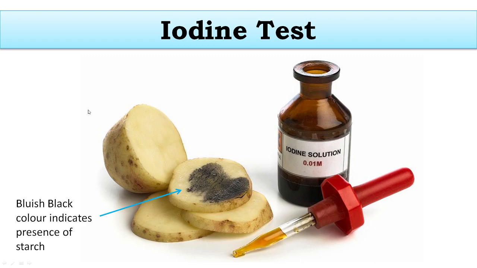If there is no starch in an object, then the iodine won't change its color and the object itself won't change its color. There is no color change to bluish black. So there is iodine test positive and iodine test negative. The iodine test shows positive if the material contains starch.